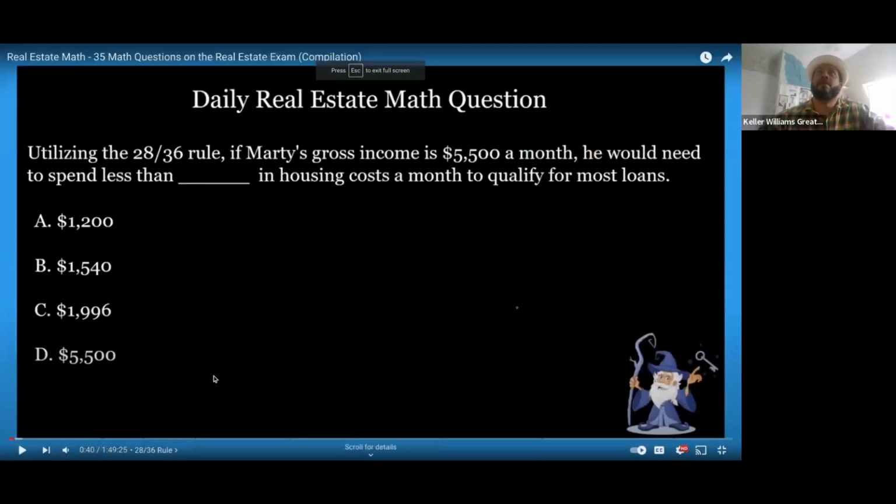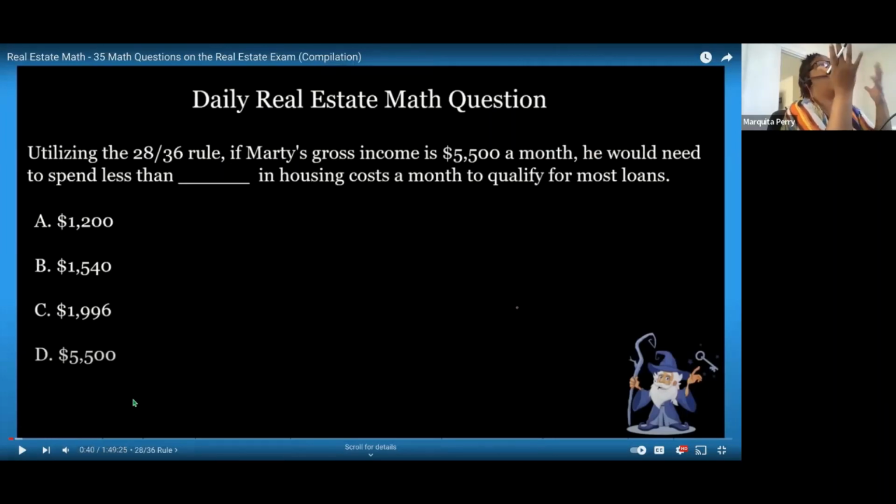So using the 28/36 rule, who can tell me what the 28/36 rule means? It's the debt to income ratio for housing needs and overall needs in general. So you have your housing costs and then everything else included. Okay, so which one is your housing cost and which one's your everything? The 36 is everything. All right, good job.